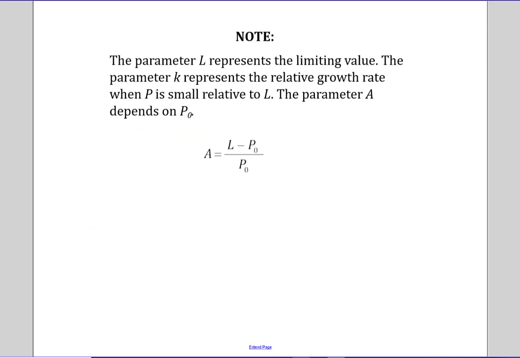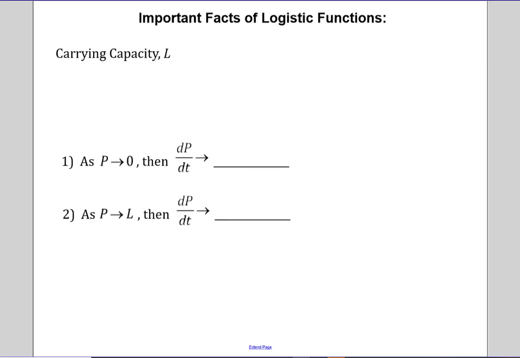So the parameter L represents the limiting value or the carrying capacity. The parameter K represents the relative growth rate, where P is small relative to the limiting value. And the parameter A depends on the initial condition, P sub naught. So some important facts of logistic functions is the idea of the carrying capacity, capital L. We say that this is the maximum population that the environment is capable of sustaining.